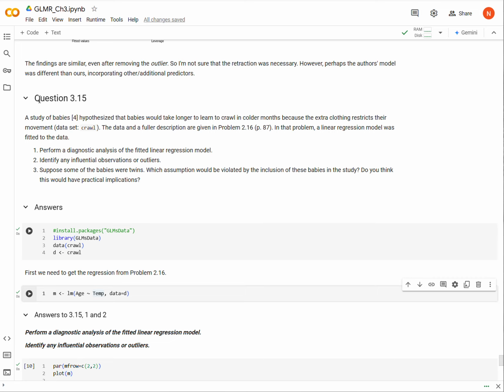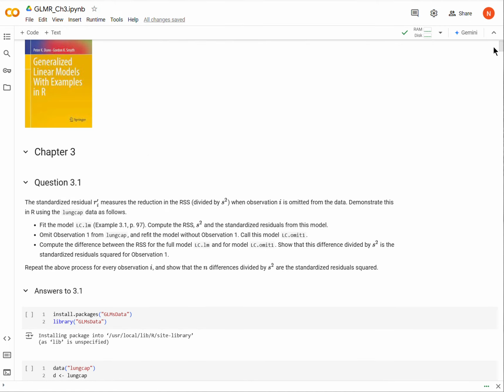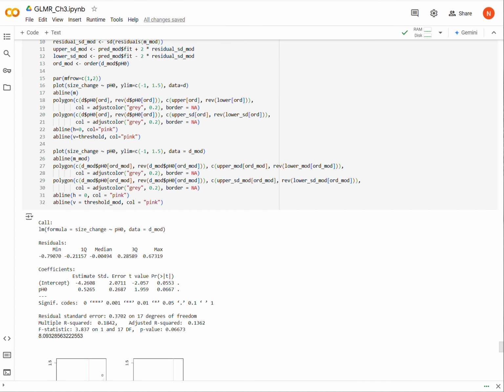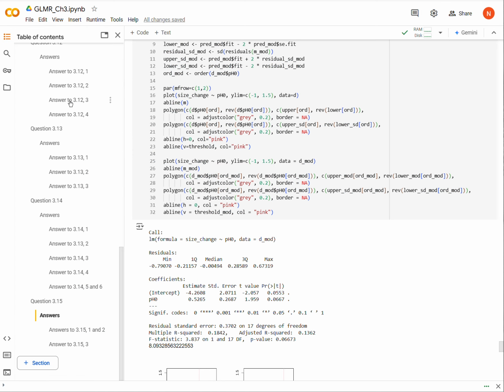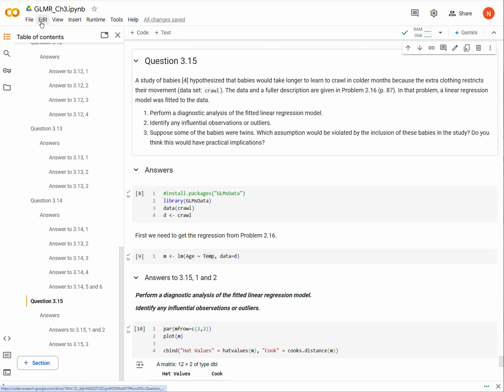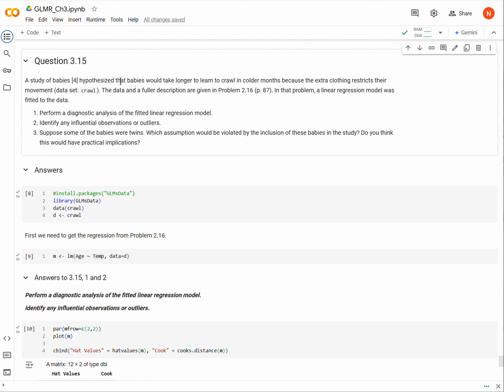Okay, so we are on question 315 in Generalized Linear Models with Examples in R, that book up there. So here we are. We're going back to a problem from an earlier chapter, problem 216. If you want, you can go back and either watch that video or look it up in the book or find it on the Colab sheet for the last chapter.